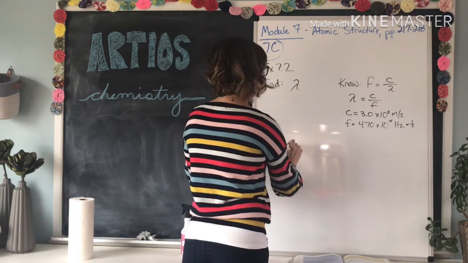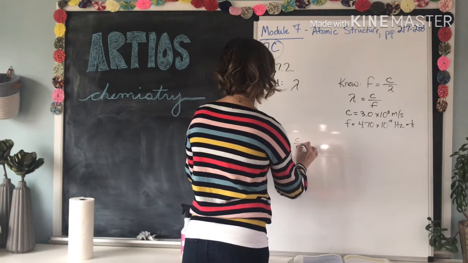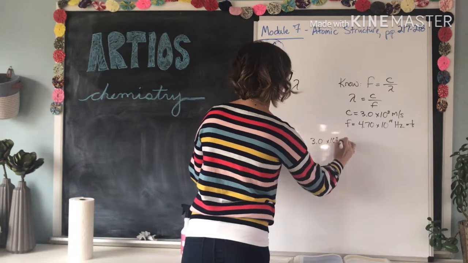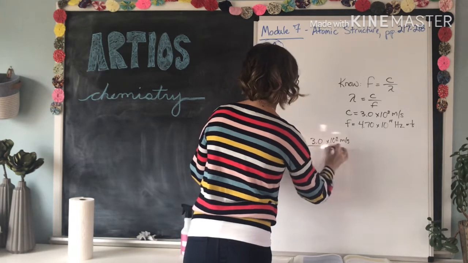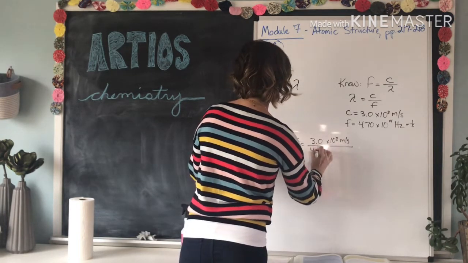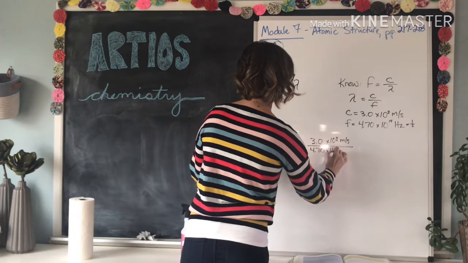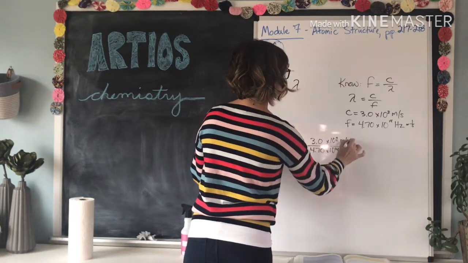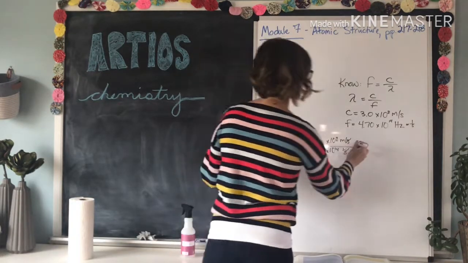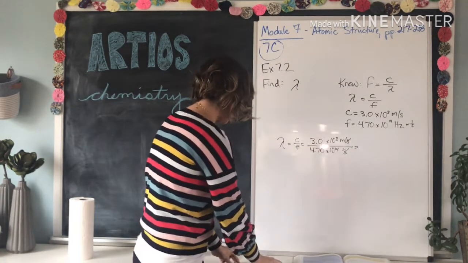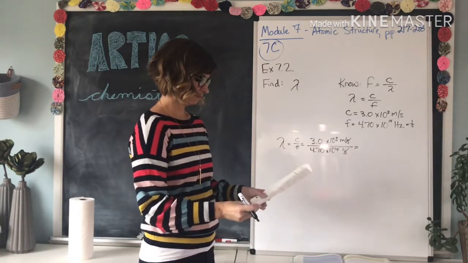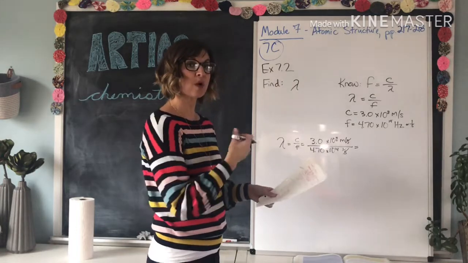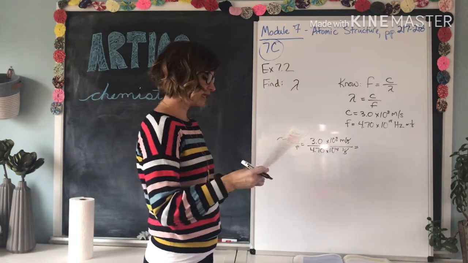Okay, so lambda equals C over F, which is 3.0 times 10 to the 8th meters per second, divided by 4.70 times 10 to the 14th, 1 per second. Okay, so my seconds are going to cancel each other out, and I'm going to end up with an answer of... I'll fast forward to the answer. You guys should put it into your calculator to make sure that you know how to put it in your calculator and get the right answer.